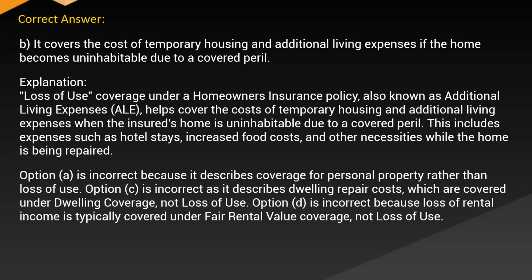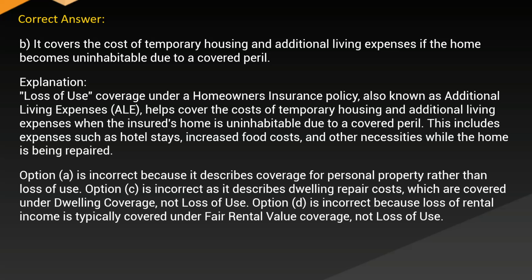Correct answer. B. It covers the cost of temporary housing and additional living expenses if the home becomes uninhabitable due to a covered peril. Explanation. Loss of use coverage under a homeowner's insurance policy, also known as additional living expenses, helps cover the costs of temporary housing and additional living expenses when the insured's home is uninhabitable due to a covered peril. This includes expenses such as hotel stays, increased food costs, and other necessities while the home is being repaired.